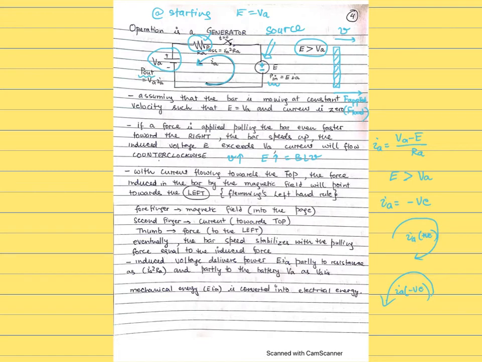And you can see the input is the mechanical power, which is the force applied by the external load or an external application. And the output in this case is the electrical power. So to the battery, the power supplied to the battery, and the battery is an electrical element. So that's the operation as a generator you have.